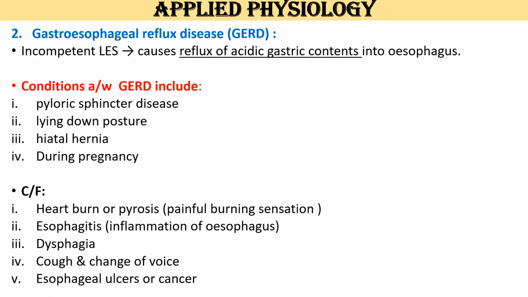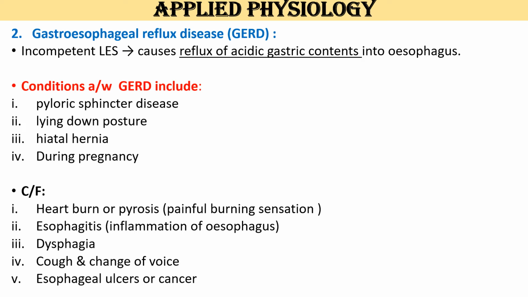The second disorder related to swallowing is gastroesophageal reflux disease, or GERD. Now, GERD is also known as incompetent lower esophageal sphincter. That is, here the problem is with the lower esophageal sphincter, that is normally closed, but in this condition the lower esophageal sphincter will not be tightly closed, it will be very loosely closed, and that will cause reflux of acid contents into the esophagus during digestion.